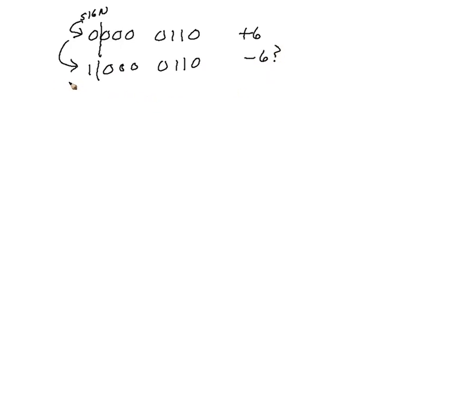Well, I could test it. I know if I add positive 6 and negative 6, I ought to get 0. So I'm adding them. 0 plus 0, 0. 1 plus 1, 0, carry the 1. 1 plus 1 is 0, plus 1 is 1, carry the 1. Now I've got 0, 0, 0, 1 out there for my sign.